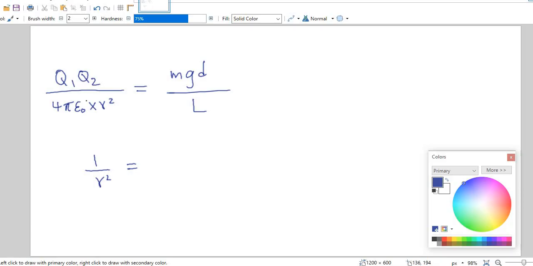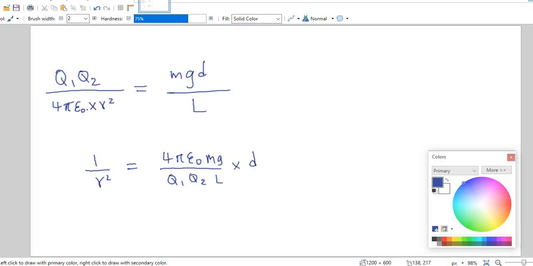Right, now you can see, I will rearrange this. So we have 4 pi epsilon naught, then r squared is still here, then we can move the q1 and q2 down here. In other words, we are cross multiplying. So we have q1 q2, then see the mg is there, and the L is also down there, and times d.